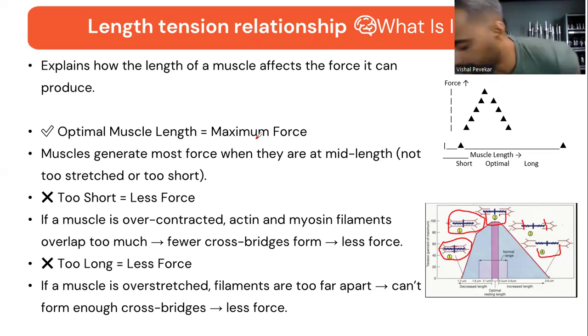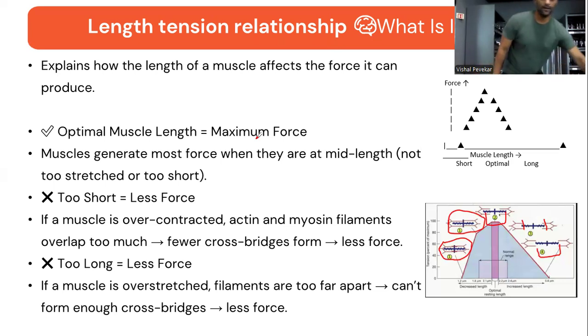If I'm doing a jump squat and I go too low, I will not be able to generate enough force compared to a little higher. This is the position where I can generate a lot of force and jump high. It's like doing a squat: this is the position where you feel the weakest, but as you come to that half squat position, you can generate a lot of force.